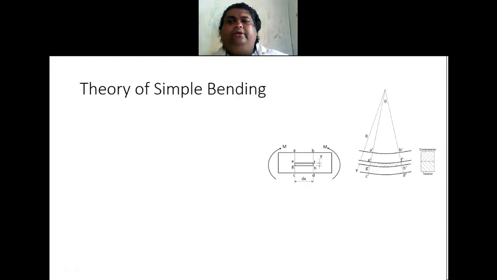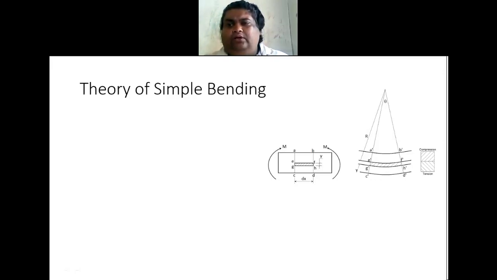Okay, so here I have considered a beam, right? And out of this I have taken a small section A, B, C, D, right? And on this we are applying a bending moment of M, right? So opposite bending moments are applied on both sides and we are trying to bend it, right?